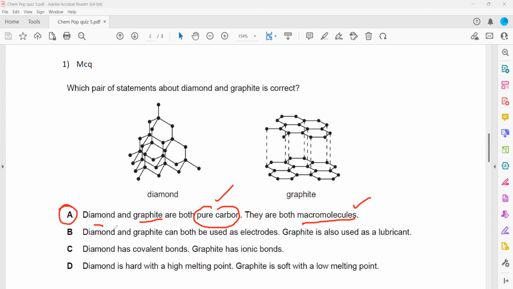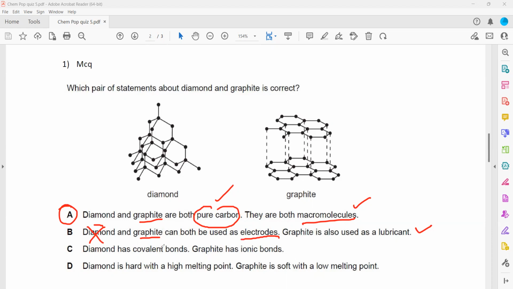Why not B? Diamond and graphite can both be used as electrodes. That is wrong. Only graphite can be used, as it has electrons within the structure which can help in conduction, but diamond cannot help in conduction. And graphite is used as a lubricant. This is true, but the first statement is incorrect.